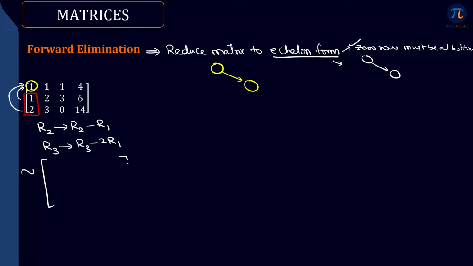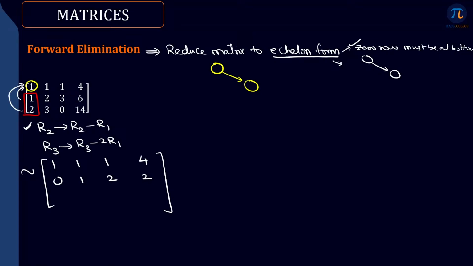So this is the new matrix. Here first row remains as it is. Now here 1 minus 1, 0, 2 minus 1, 1, 3 minus 1, 2, 6 minus 4, 2. This row operation I applied. Every element: 1 minus 1, 2 minus 1, 3 minus 1, 6 minus 4.